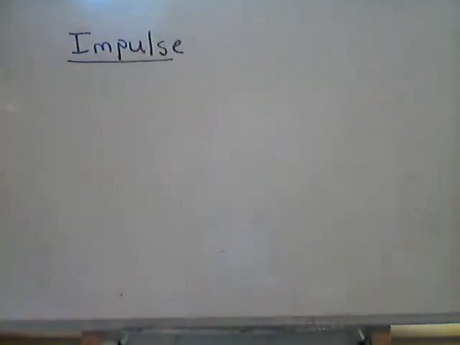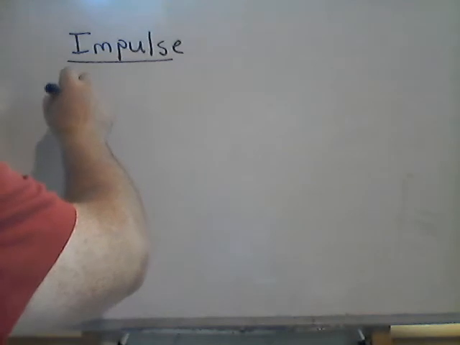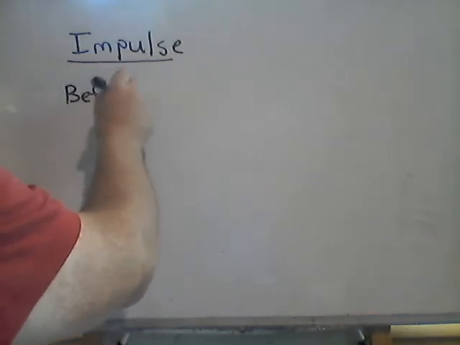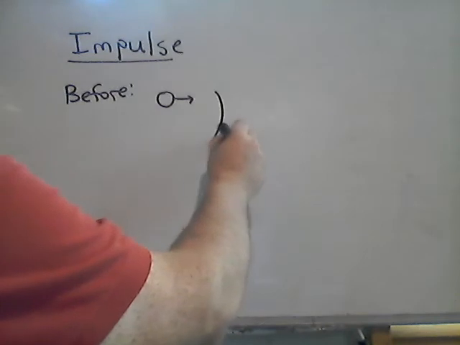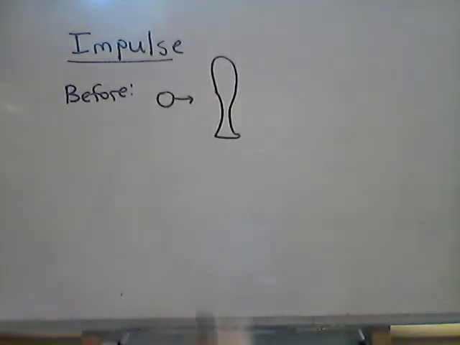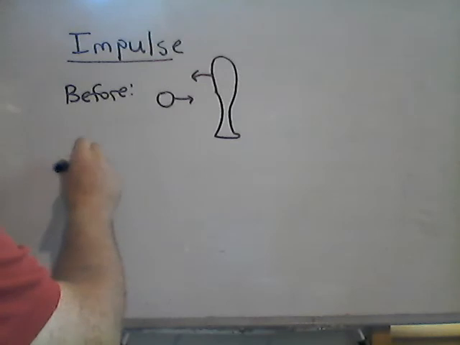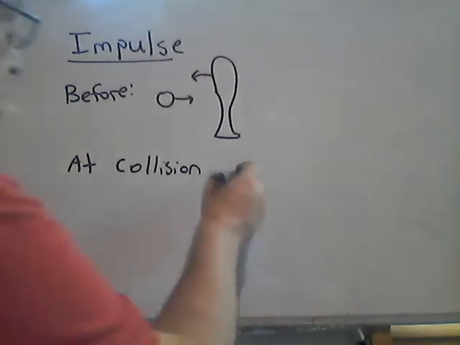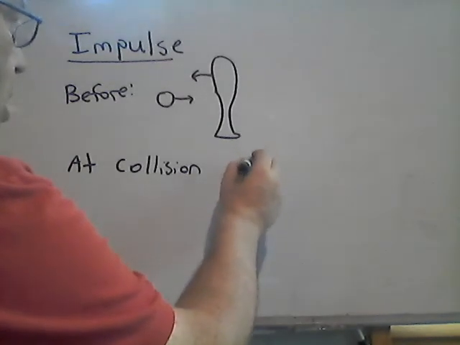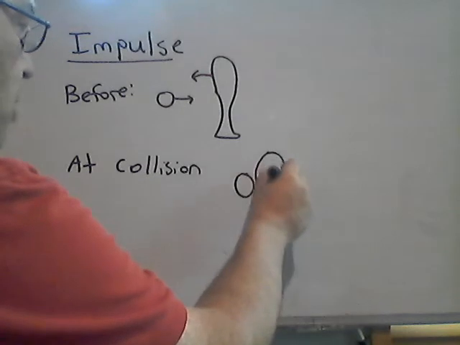You have an object that comes, let's say, like a baseball being hit. Here's the baseball coming at the bat, and the bat's swinging. Then right at the collision, for a very short time, the ball is connecting with the bat. Sometimes, with a really strong power hitter in baseball, the ball is actually deformed for a moment. The ball and the bat are right with each other at the moment of collision.